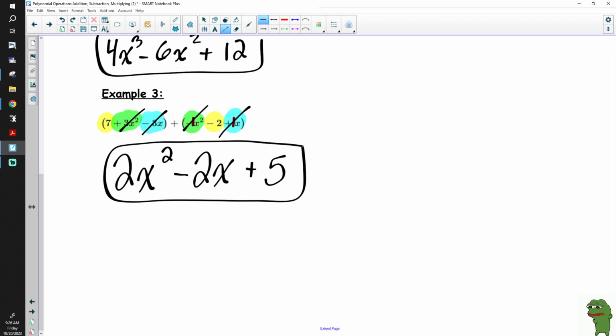Because now we will subtract, which is exactly the same. The only difference is instead of adding, we subtract our like terms. Otherwise, exactly identical.